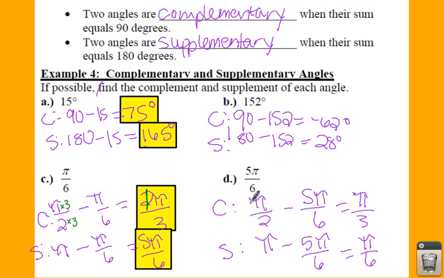And then over here, you multiply this by 3, multiply this by 3, and you get a 3 pi minus a 5 pi over 6, which is negative 2 pi over 6, which reduces to a negative pi over 3. Good thing I double checked their work.